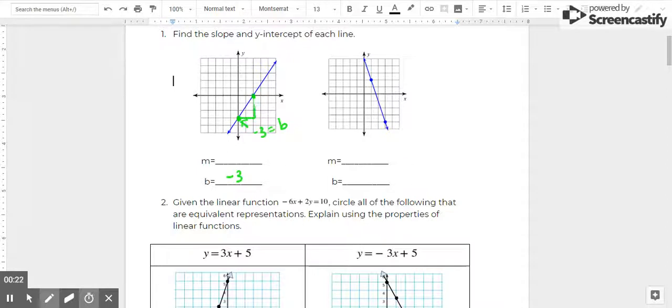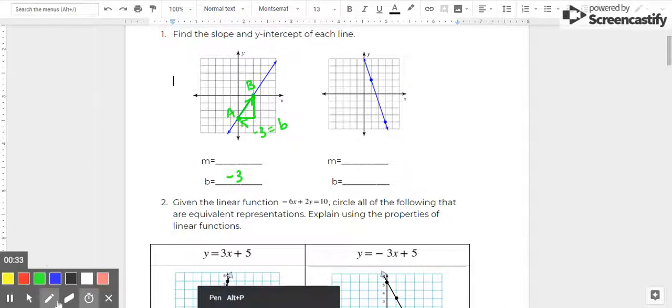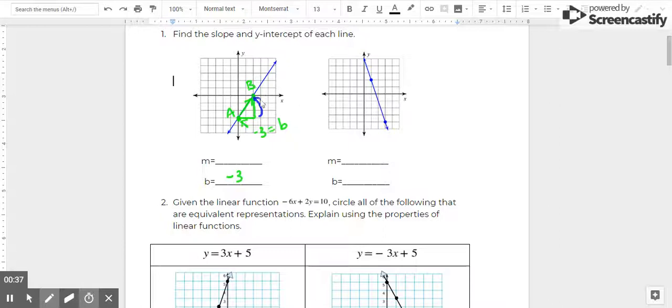So you need to make a triangle, and I'm going to label A and B. And I want to see the change from A to B, the vertical change and horizontal change. So what's the vertical change? It is going up by 3. And then from A to B, it's going to the right by 2. So the slope is going to be 3/2.